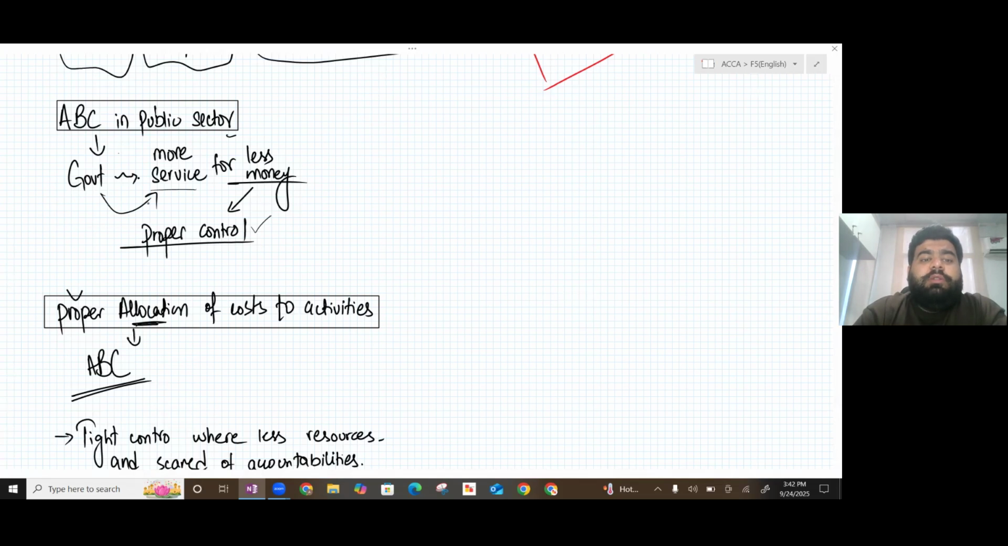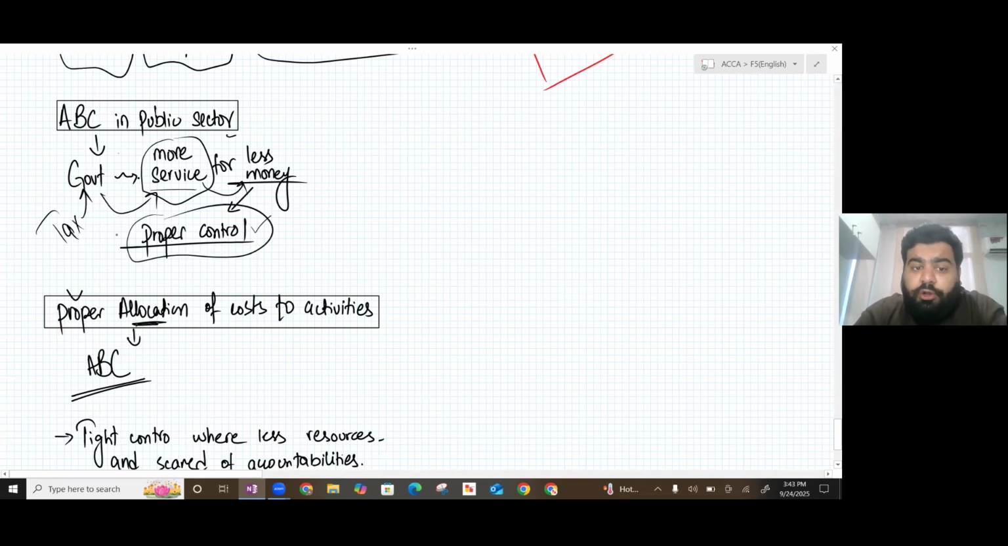So obviously they collect the funds from the tax. We pay the tax and it goes to government, and government doesn't have its own money. Obviously they have to take from the public. So the public is providing the tax. They accumulate all the funds and they use that to provide you services, right? So for the government organizations, public sector with more services, obviously their motive is to provide you more services for less money. So it means there must be proper control.